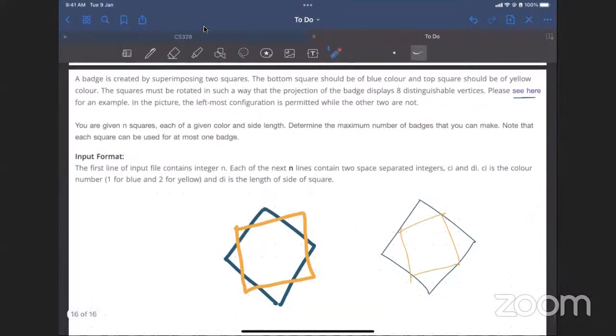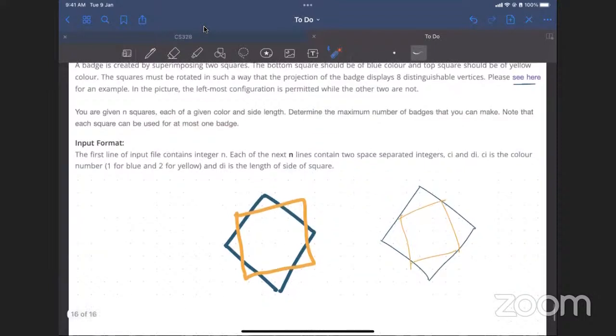So one of the cases is that you want to superimpose one patch on the other, and you have a universe of squares where some are blue and some are yellow. There is another condition, that each square can be used for at most one badge. So once you have used a square, either blue or yellow, you cannot use it again.